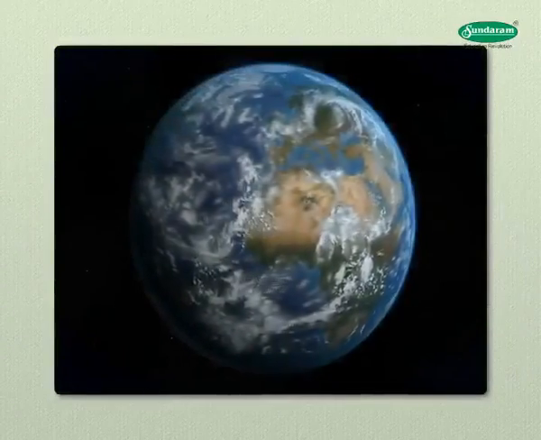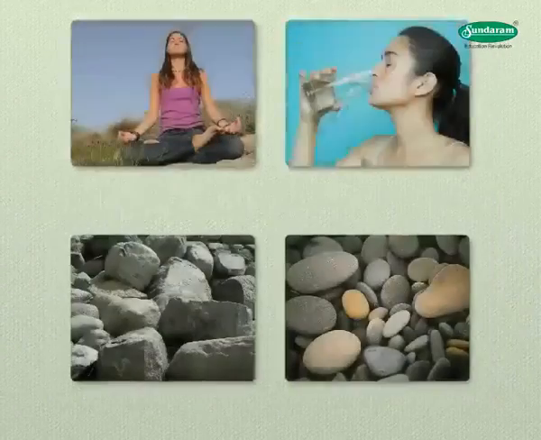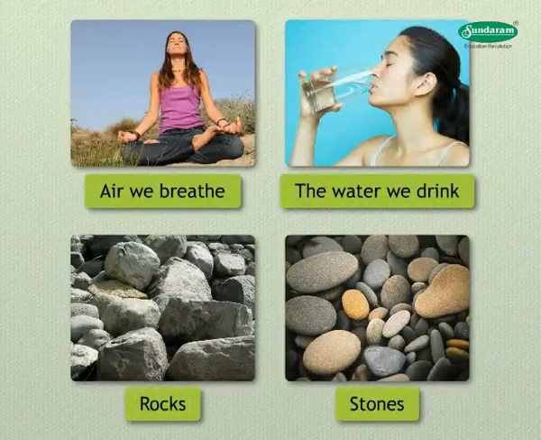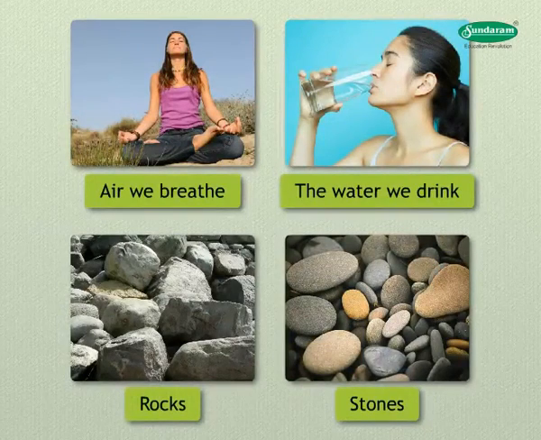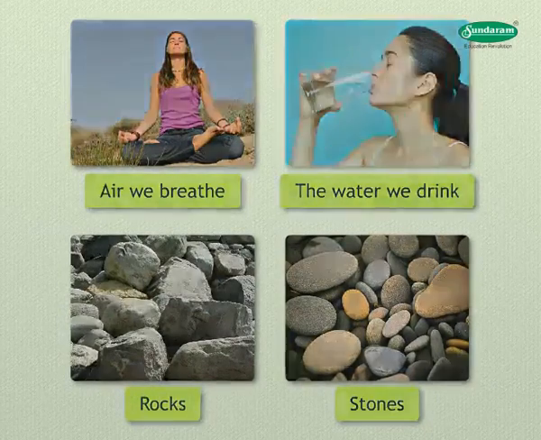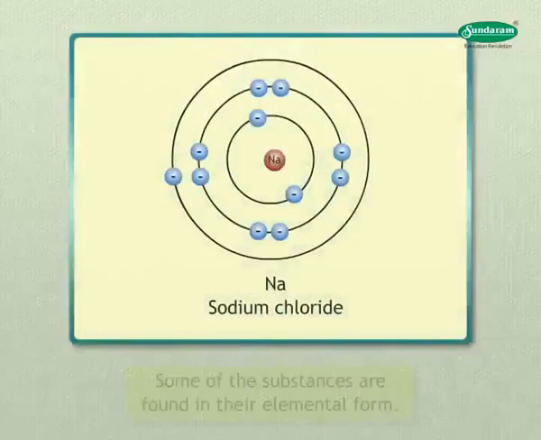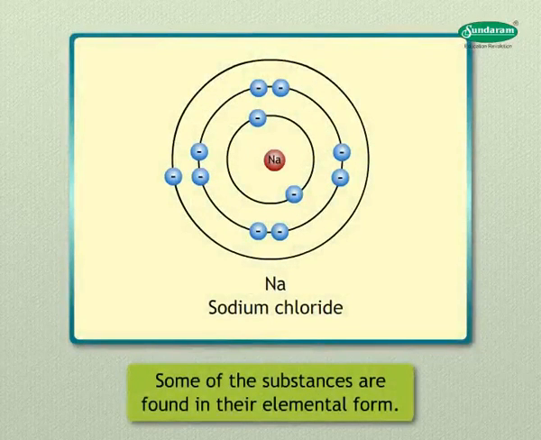Earth is an abundant source of material. The air we breathe, the water we drink, stones, rocks, almost everything that is around us is useful for some purpose or the other. Most of these materials are the compounds of some or the other elements, while some of the substances are found in their elemental form.